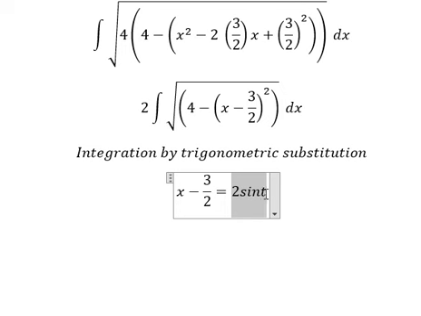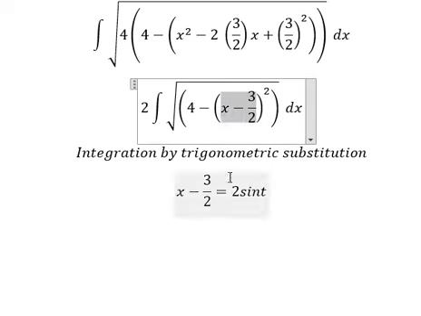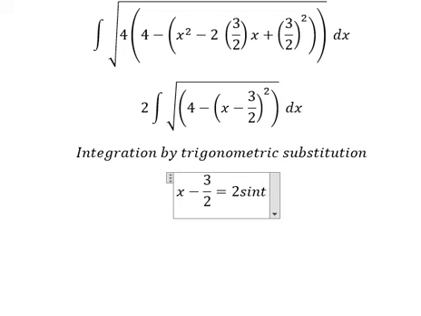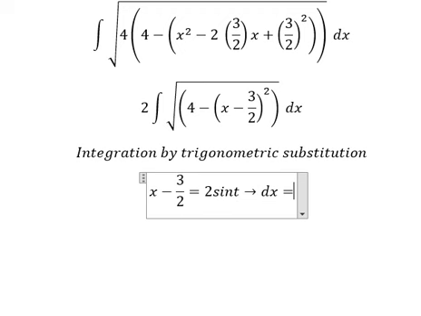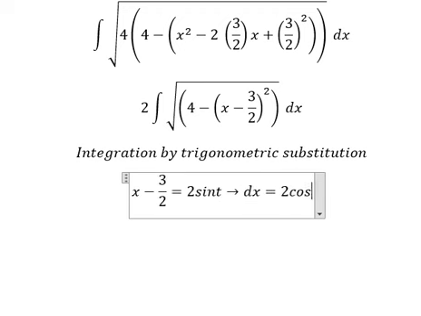Because if I put this one in here, we have number 4 sine t squared, number 4 and number 4, we can do factorization. 1 minus sine t squared, we change for cosine t squared, and later we simplify the square root. Next, we need to do first the derivative for both sides, and we have number 2 cosine t dt.